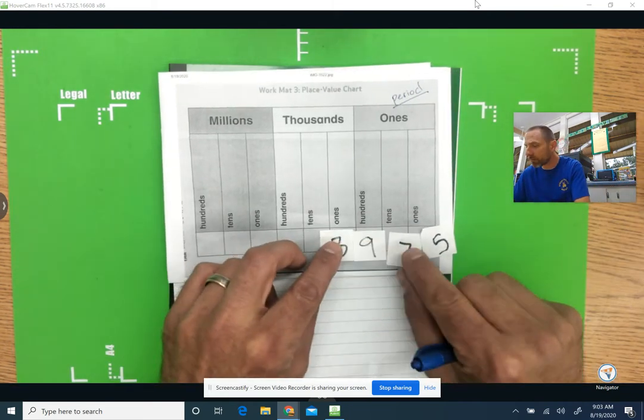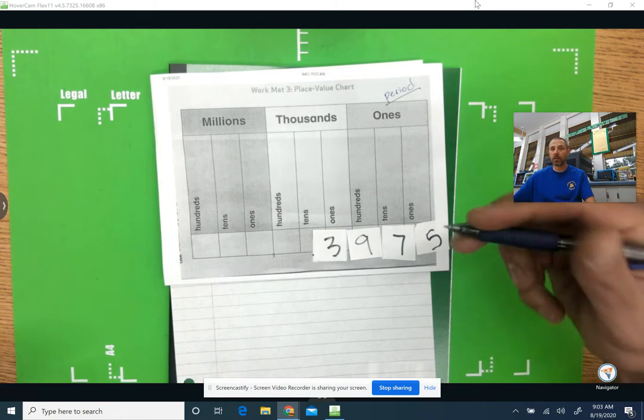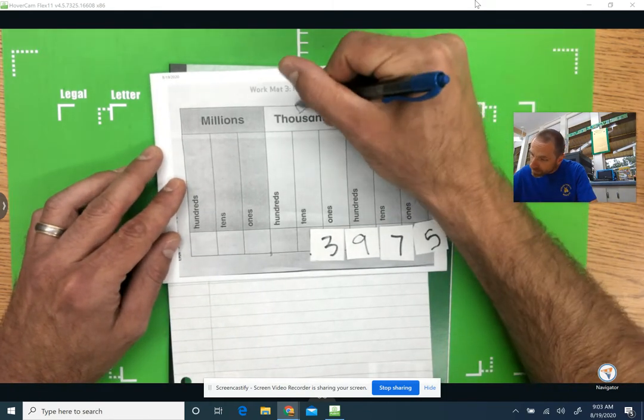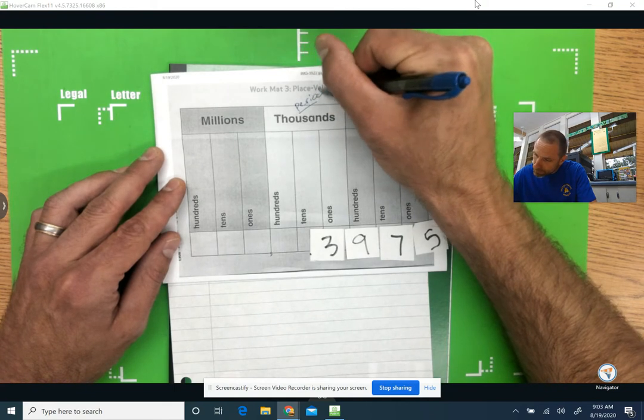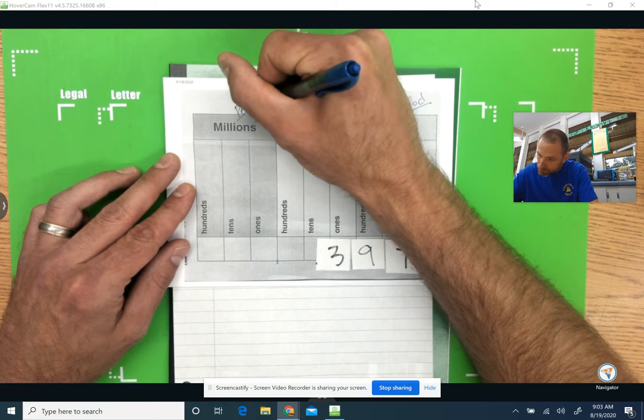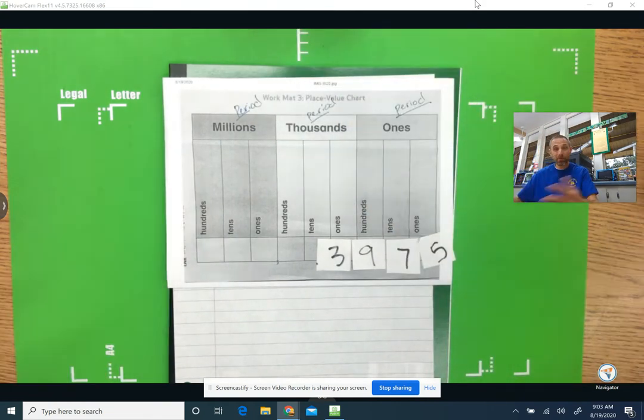So we have three periods that we're going to be working with: the ones period, the thousands period, and the millions period. Okay, that's what a period is.